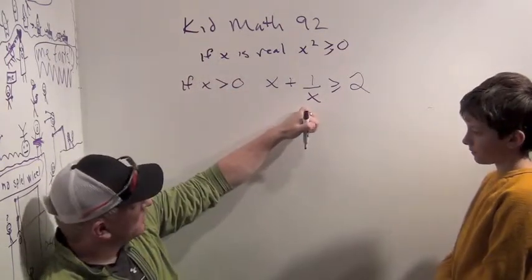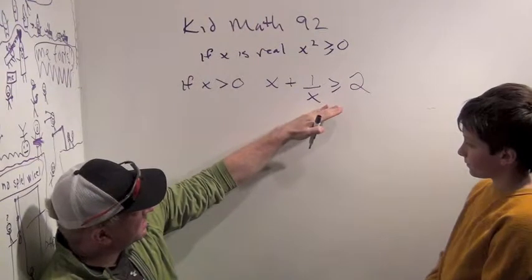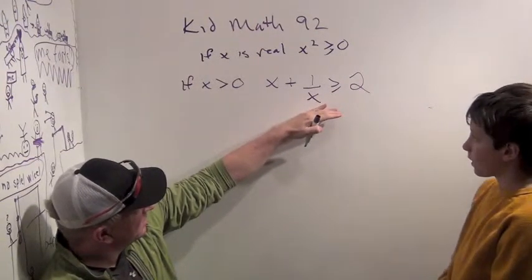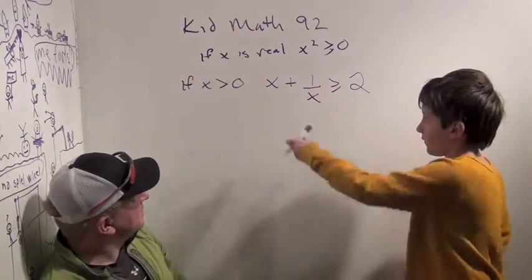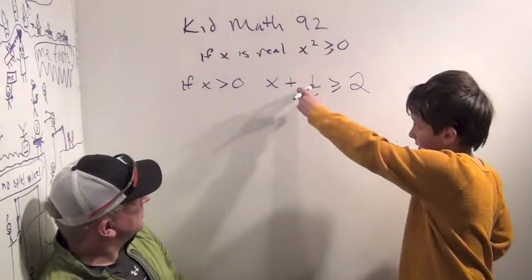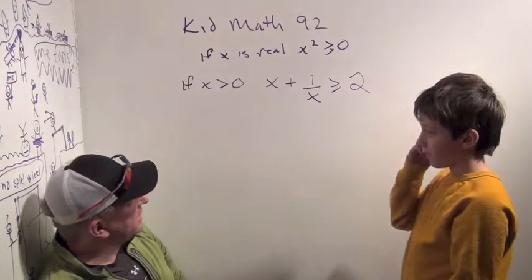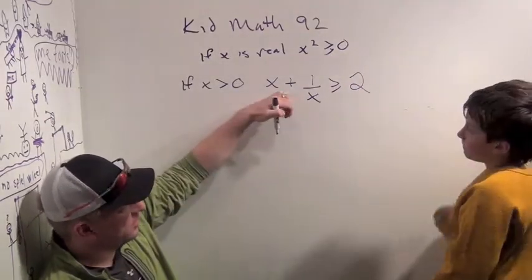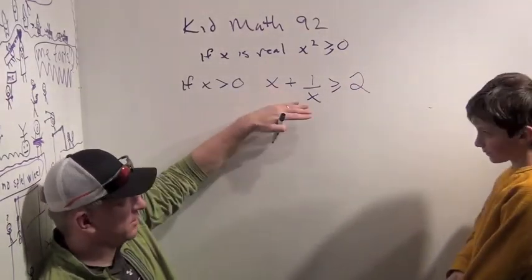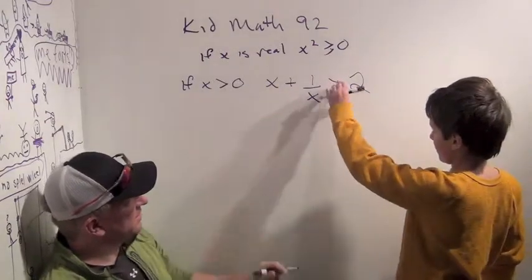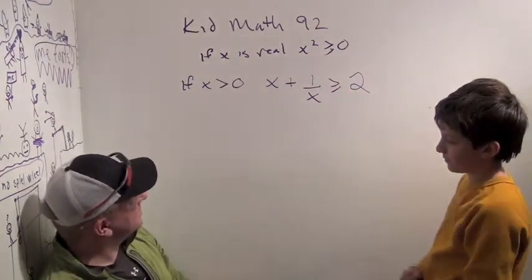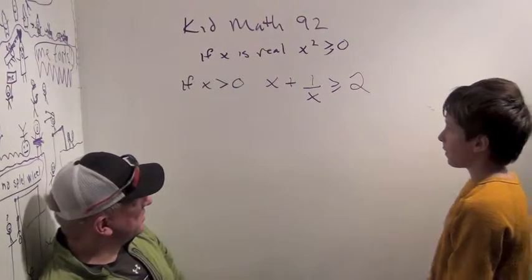And this certainly would not be true if x is less than 0. Why not? Because you have a negative plus a negative, which is still negative. So there must be some other inequality that's true when x is less than 0. In fact, could you guess what it is when x is less than 0? The sign goes the other way. Yeah, there you go.